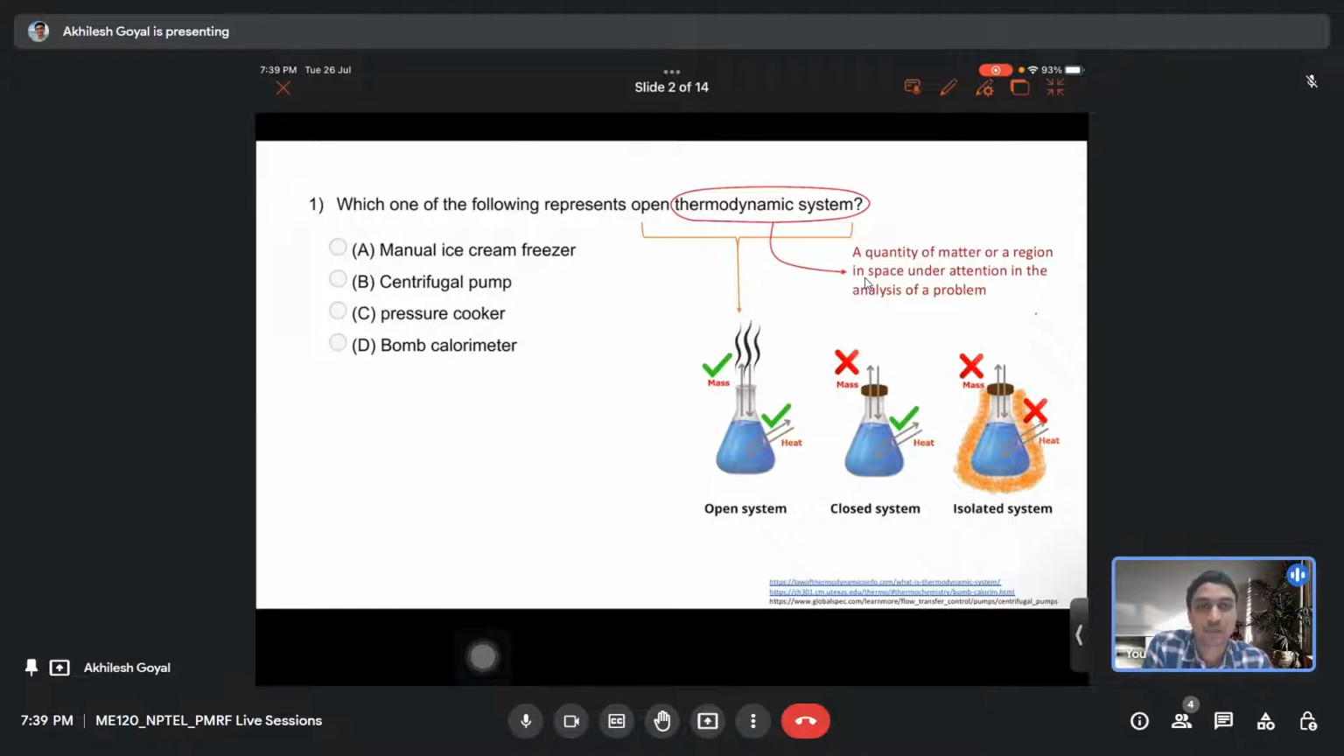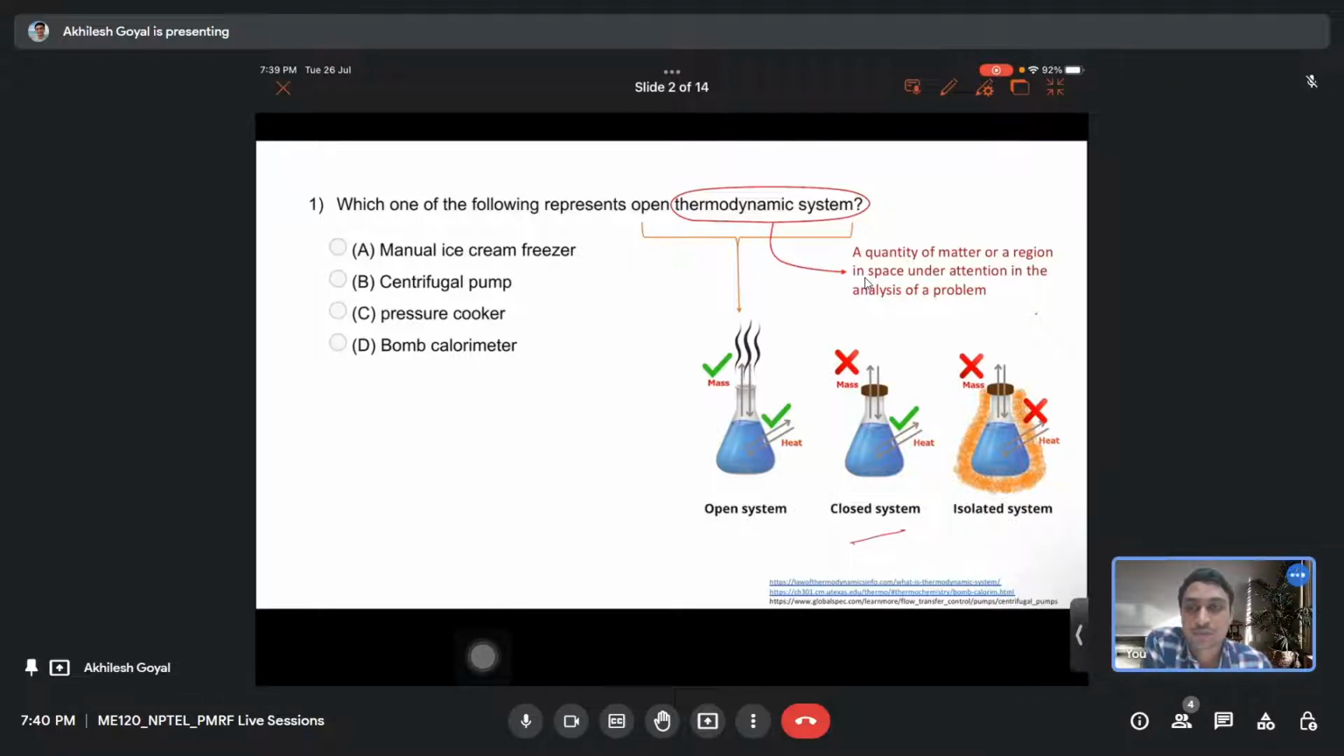Now what is an open thermodynamic system? Thermodynamic systems are of three types. The first one is the open system. If heat can be transferred and the interaction of mass is also possible in a system, it is called an open system. But if mass transfer is not possible and only heat transfer is possible, that system is called a closed system. And if the transfer or interaction of mass and also heat is not possible, then it is called an isolated system.